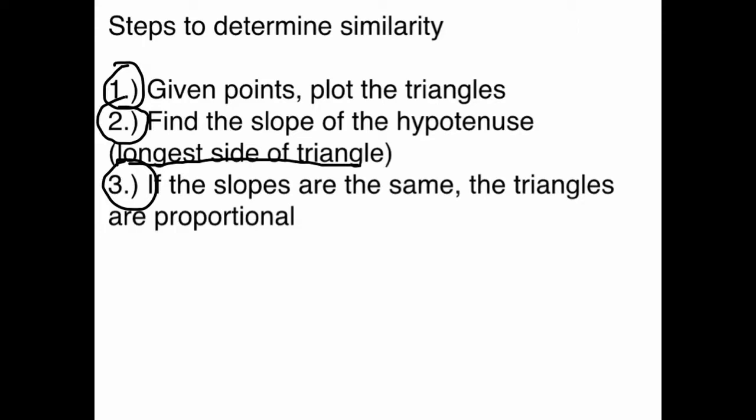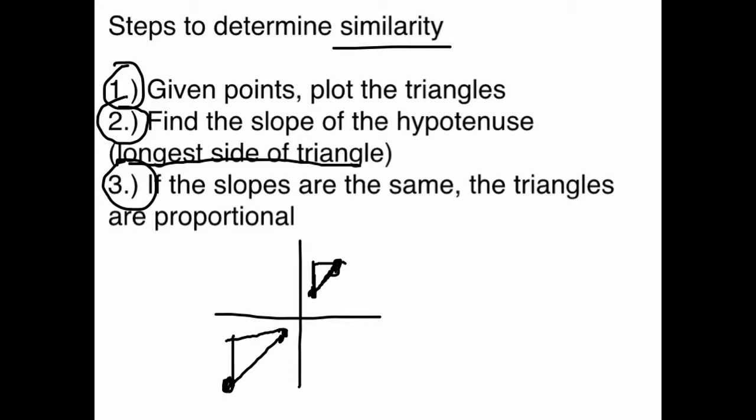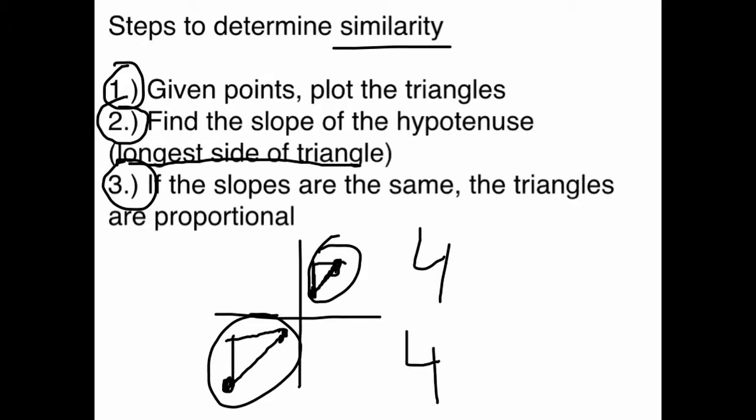So let's say I had a graph, and I graphed this small triangle and this large triangle. As long as the slopes of their hypotenuses come out to be the same, then the triangles will be similar, but they both have to have the same slope. So if the slope of this triangle is 4, this triangle must also reduce to 4 for its slope in order for them to be proportional. So let's do an example.